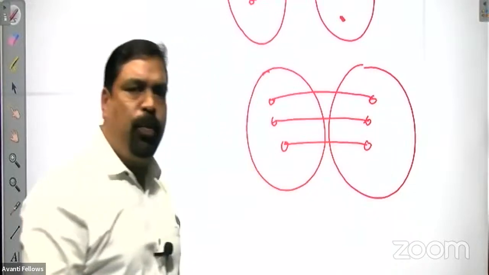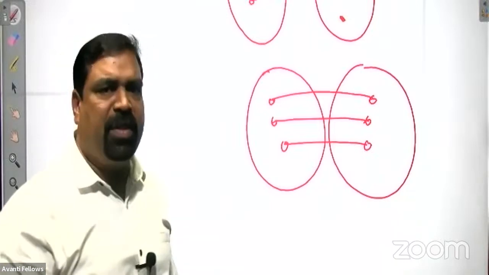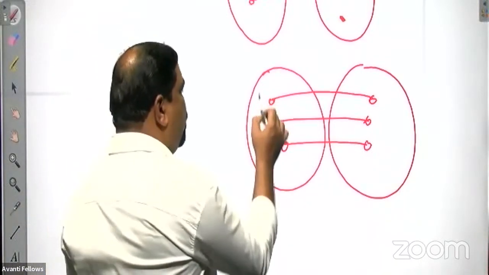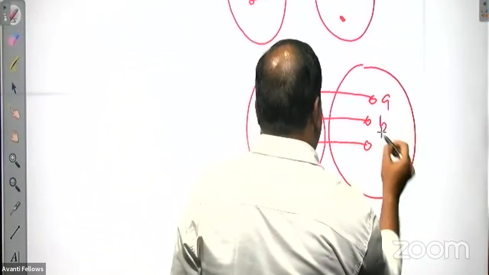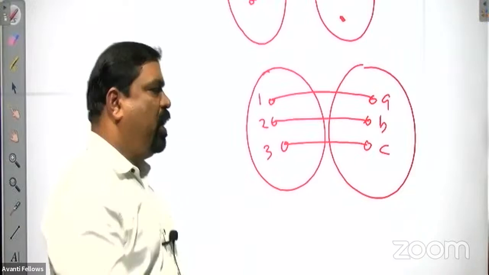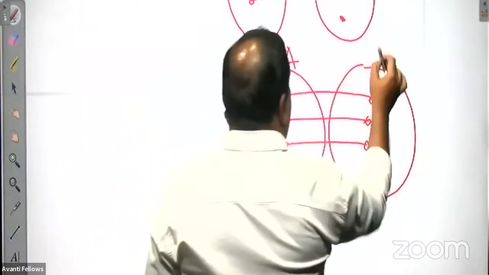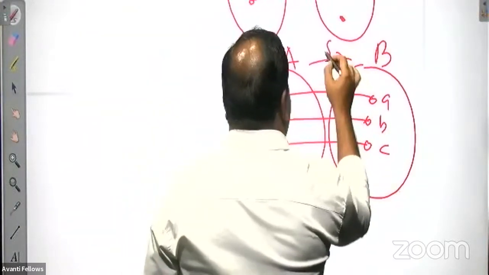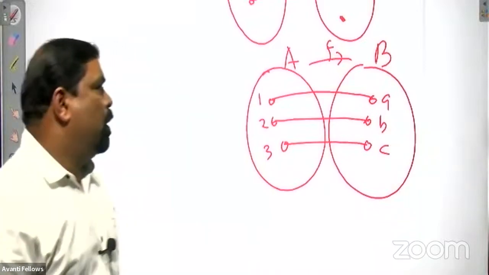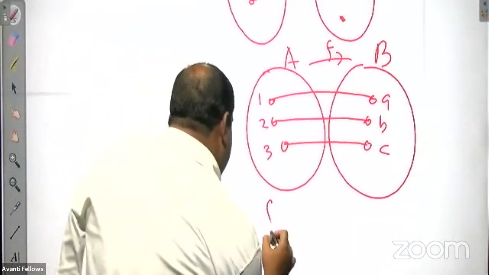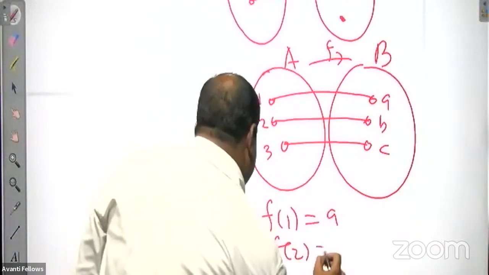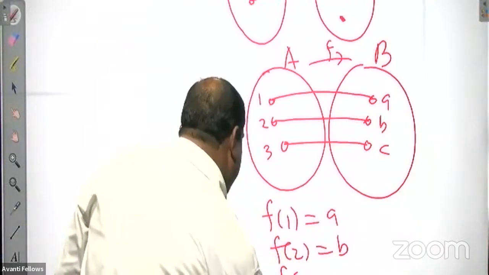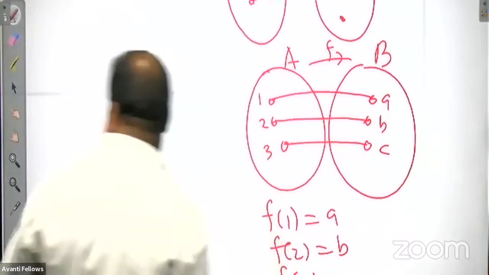This function is both 1-1 and on-to. For example, I take these elements as 1, 2, 3. Let me mark them as A, B, C, any elements. F is a function from A to B. Generally, we say F is a function from A to B. So here, it is both 1-1 and on-to. So F of 1 is A, F of 2 is B, and F of 3 is equal to C.